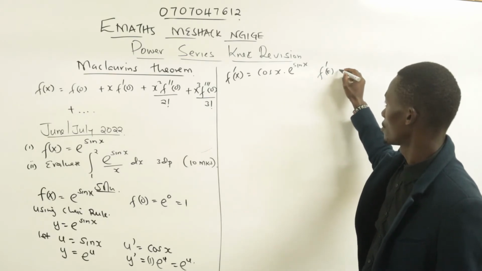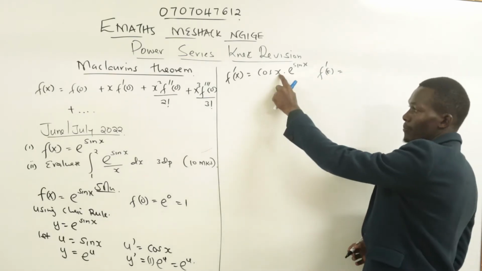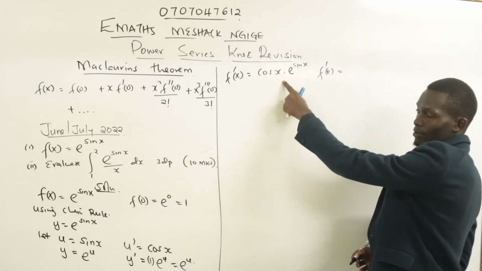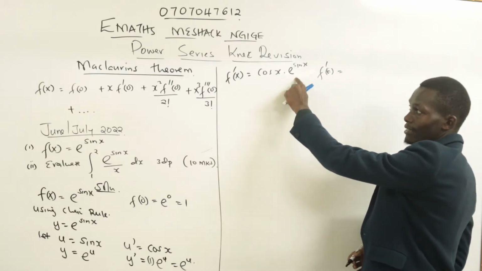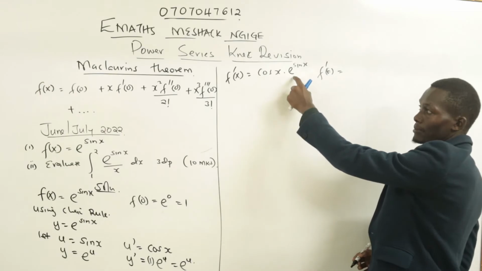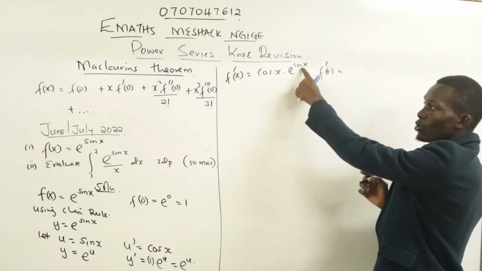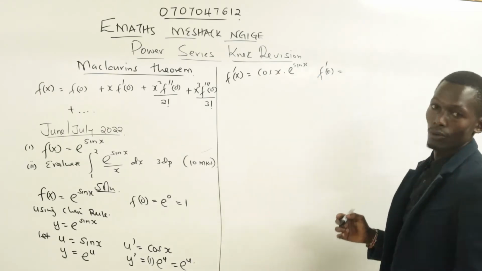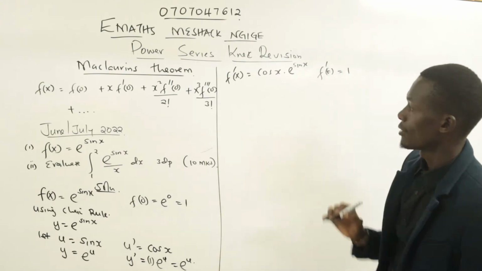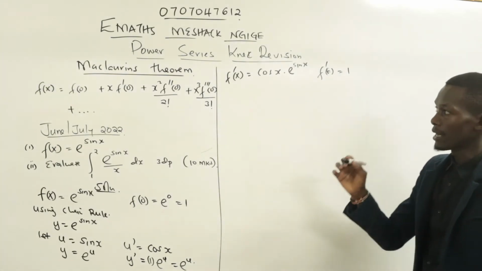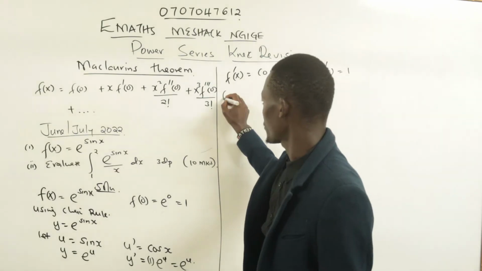Now you replace x with 0. What will you have? When you replace 0 here, cos 0 becomes 1. And you have already seen that when you replace 0 in the exponent part, it becomes e to the power 0, which is also 1. So 1 times 1 will give you 1. Now, let's come to the second derivative.